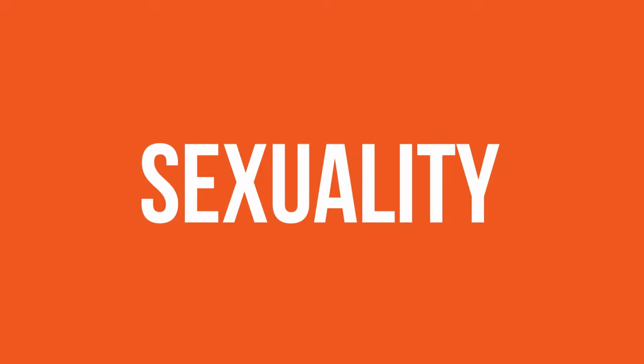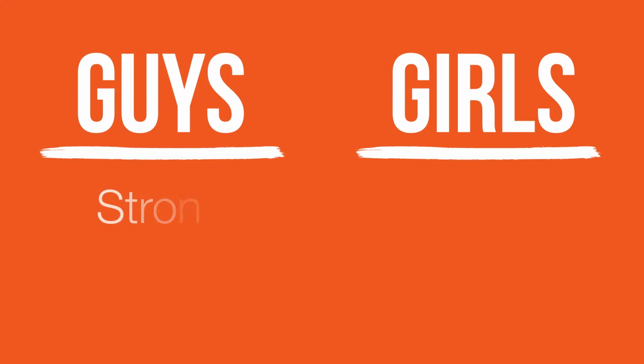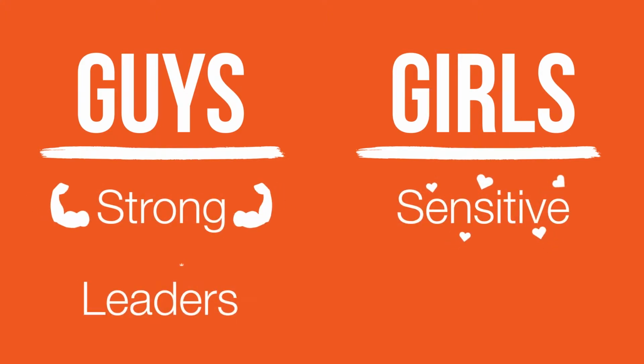And when we talk about gender stereotypes, some examples are things like guys are strong, girls are sensitive, guys are leaders, girls are sweet. Now, while some of these may be true for these genders, we certainly know that girls can be strong and girls can be leaders, and guys can be sensitive and guys can be sweet. So it's not a hard definition.